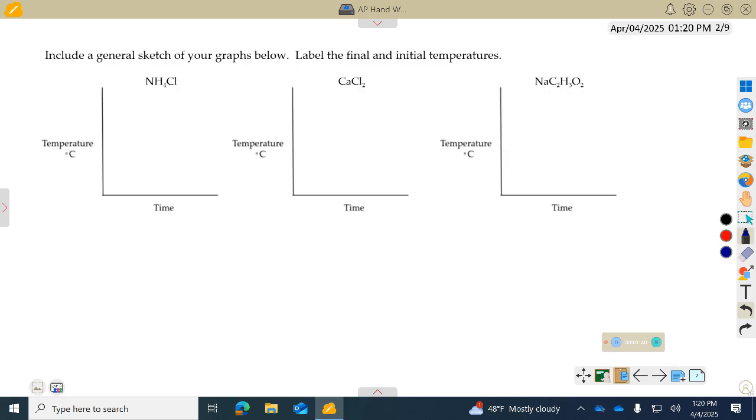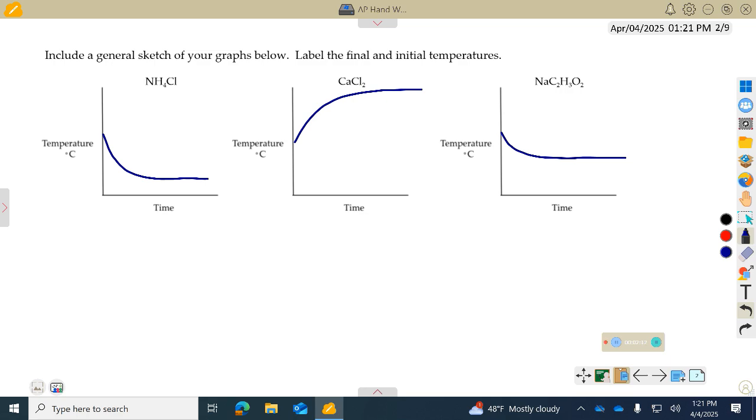Now, the second part of the data section just wanted you to sketch a generic graph. With the ammonium chloride, the temperature went down. So maybe something that looks like this. The sodium acetate also showed a decrease in temperature, maybe not by quite as much. And then the calcium chloride would have increased in temperature, maybe something like this. And again, they're really generic, just general graphs.